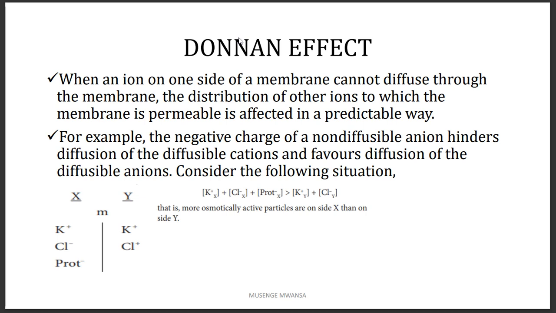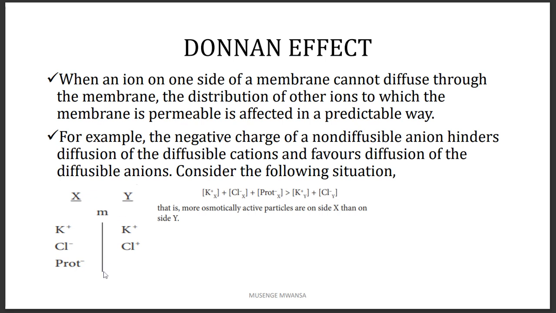Right. So we also have what is known as the Donnan effect. When an ion on one side of a membrane cannot diffuse through the membrane, the distribution of other ions to which the membrane is permeable is affected in a predictable way. So let's consider this one. So let's say proteins are not able to diffuse through the plasma membrane. Why?